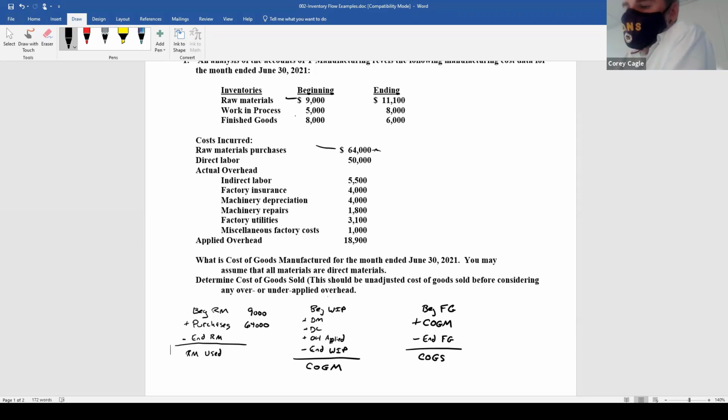Subtract how much we did not use. We did not use 11,100 of it, which means we did use the rest of it. So 9,000 plus 64,000 minus 11,100. We used $61,900 of materials.